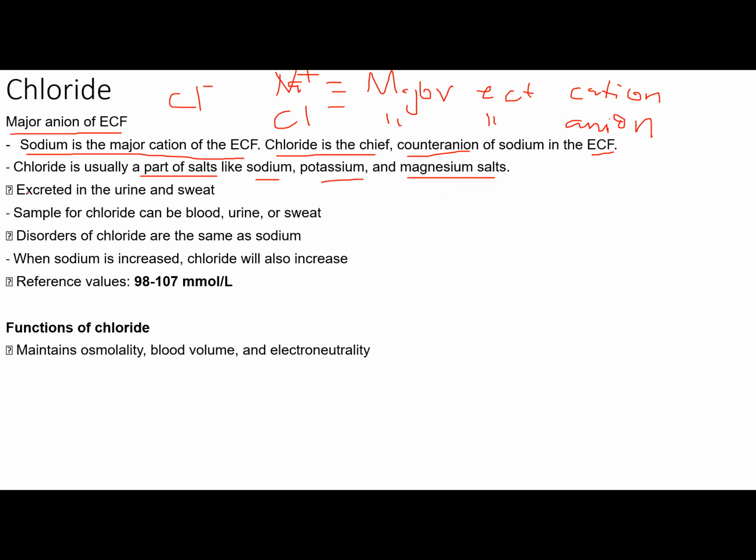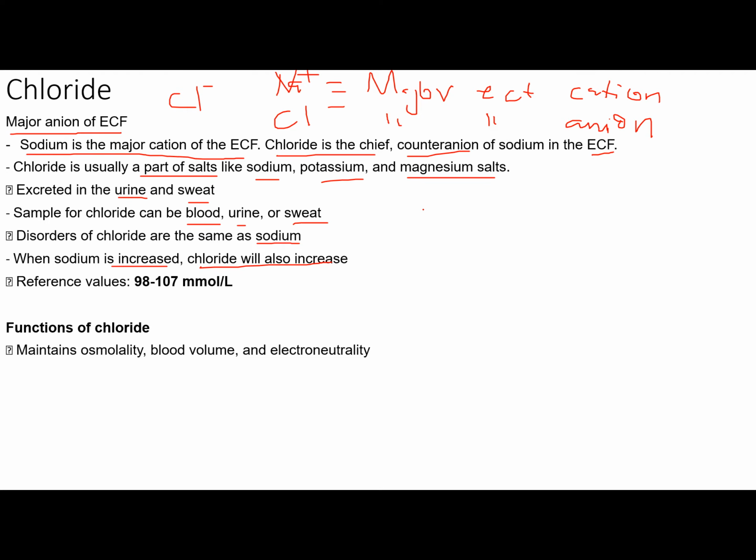Now, chloride is excreted in the urine and sweat. Samples for chloride could use blood, urine, or sweat. So for testing chloride, you could use blood, urine, or even your sweat. The disorders of chloride are the same as sodium. When sodium is increased, chloride will also increase.